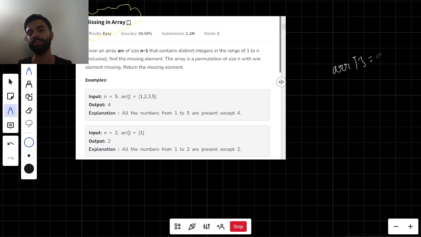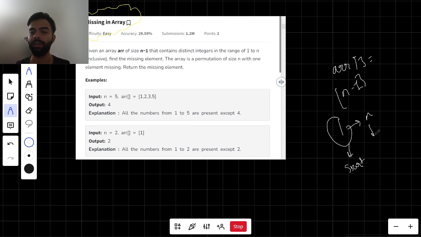So it is saying that given an array, say for example this is our array, and the size of the array is n minus 1. The present array contains distinct integers in the range of 1 to n. So this is our start value and this is our end value. The array is a permutation of size n with one element missing. Return the missing element. Say for example, we have 5 and we have 1, 2, 3 and 5. We have a missing element as 4.